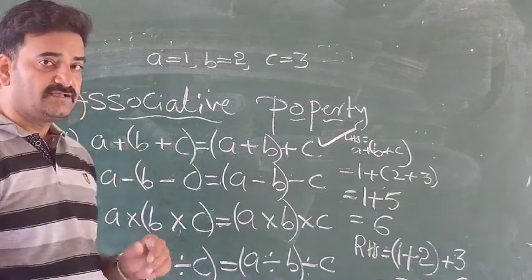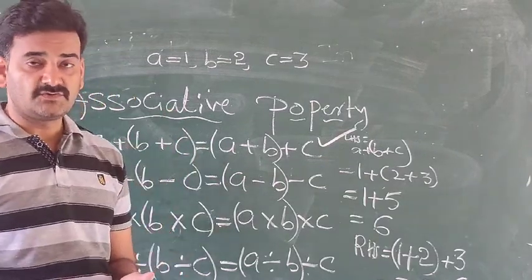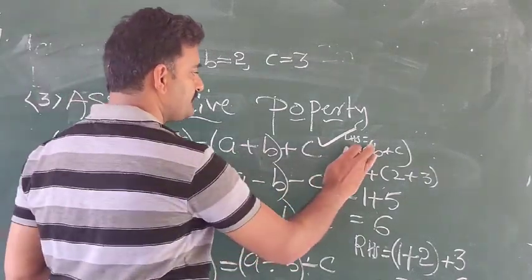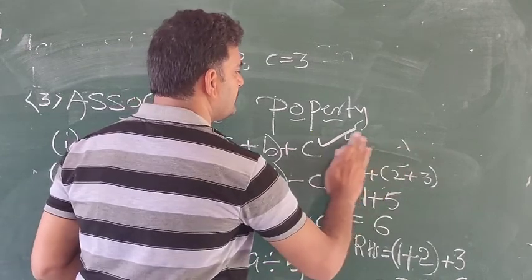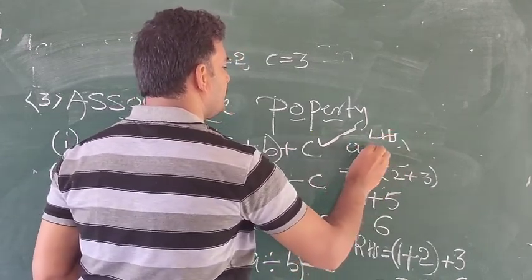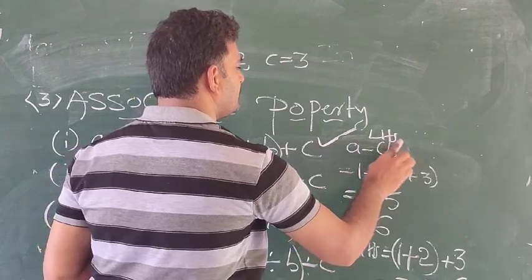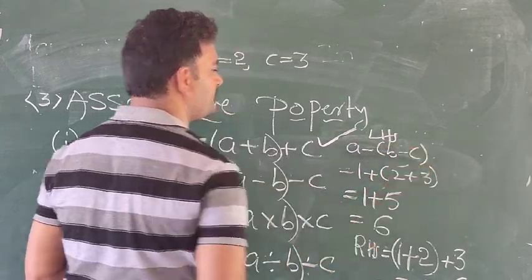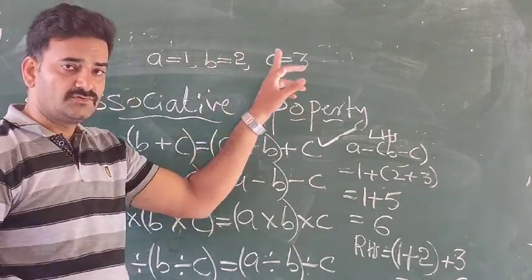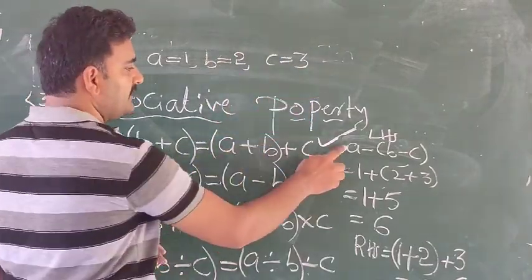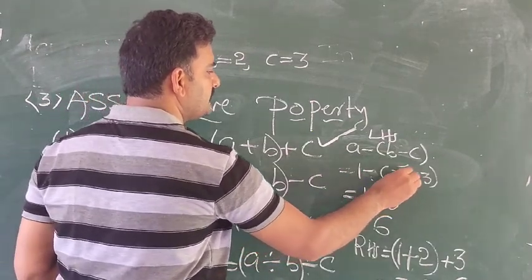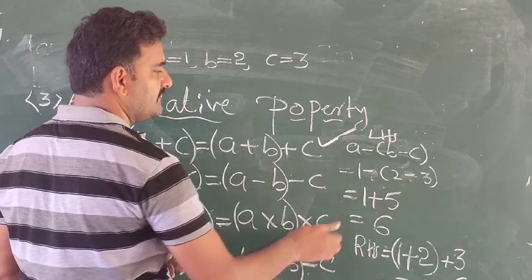Now we will see whether subtraction also holds good or not. We will see with the same examples. Now I will subtract. LHS: A minus B minus C. So same numbers I am taking. A is equal to 1, B is equal to 2, C is equal to 3. A means 1, minus as it is, B means 2, minus 3.